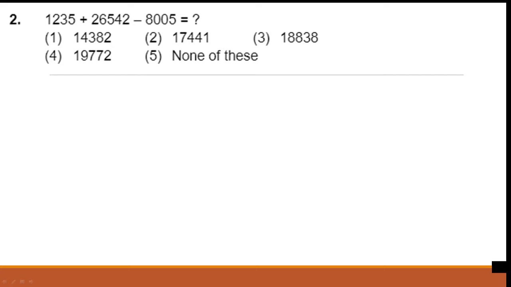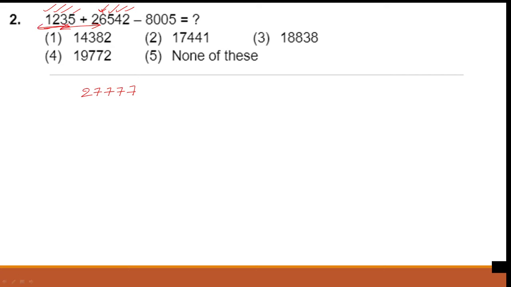1235 plus 26542 minus 8005. Before solving the question, just try to observe the question within 2 or 3 seconds. See here, the ones digits 5 and 2: if you add these two, we'll get 7. The next 3 and 4: if you add these two, we'll get 7 again. 2 and 5, we'll get 7 again. 1 and 6, we'll get 7 again. So after adding these two, what will be the answer? 27777. 4 sevens will come.